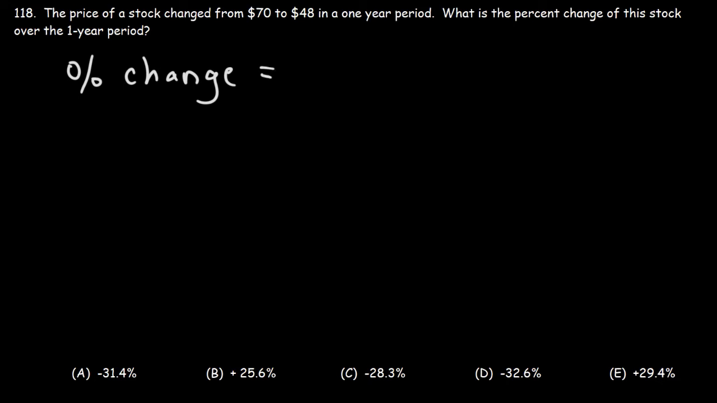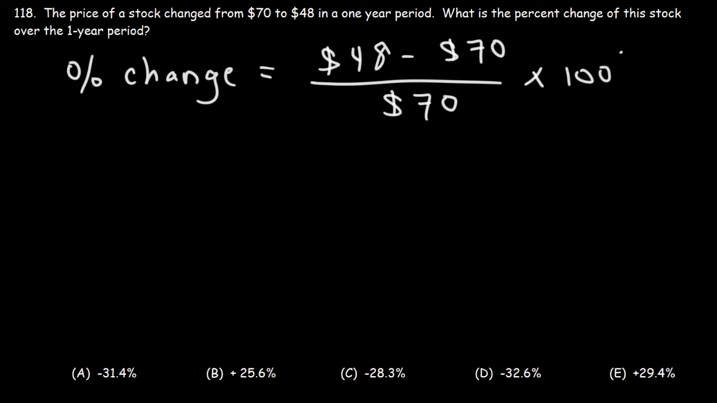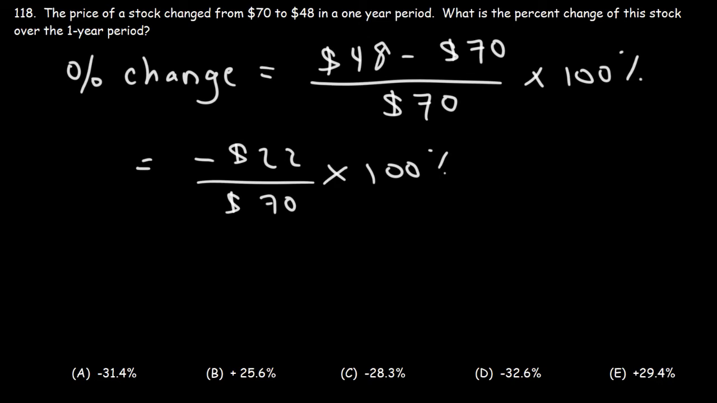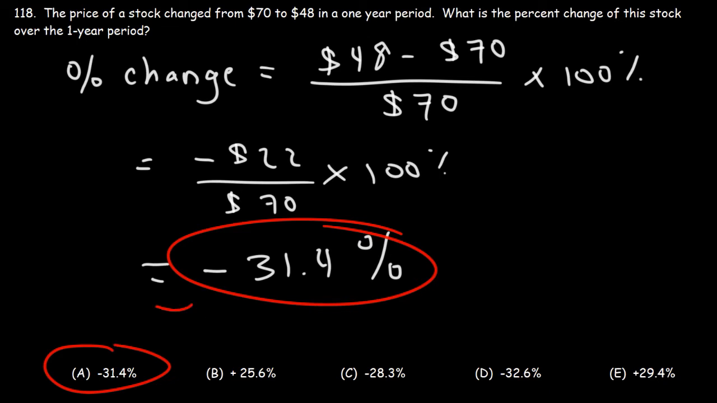The percent change is going to be equal to the new value, which is $48, minus the original value of $70, divided by the original value, times 100%. So 48 minus 70, that's negative $22. So now let's divide negative 22 by 70, and then let's multiply that by 100%. So you should get negative 31.4%. And of course, this is a rounded answer. So answer choice A is correct.